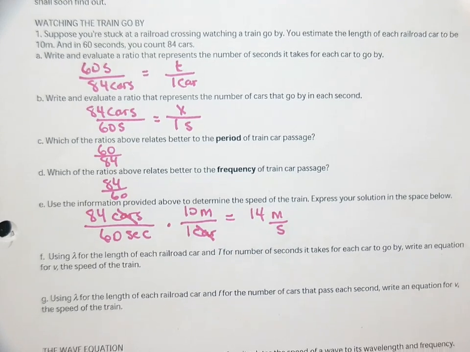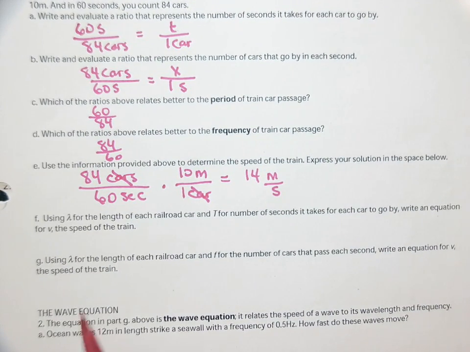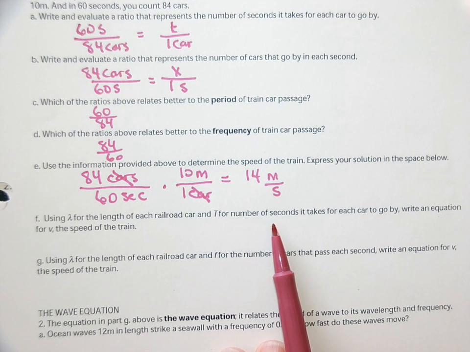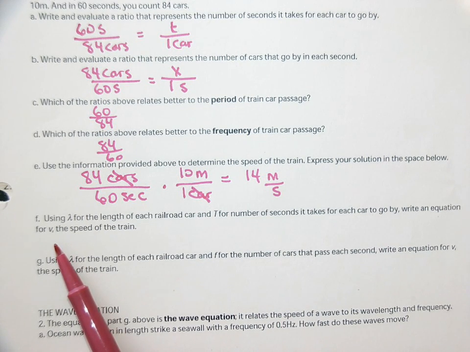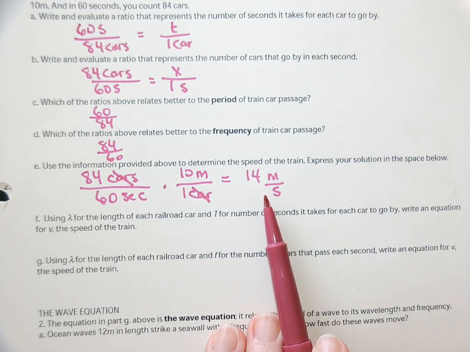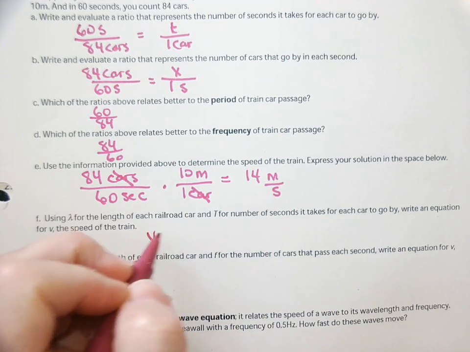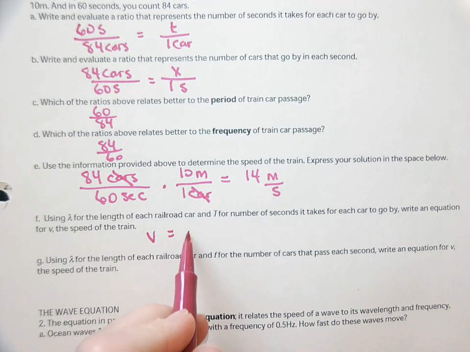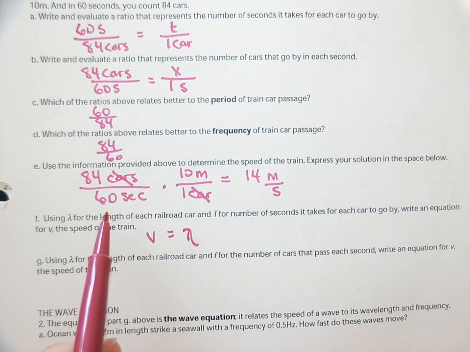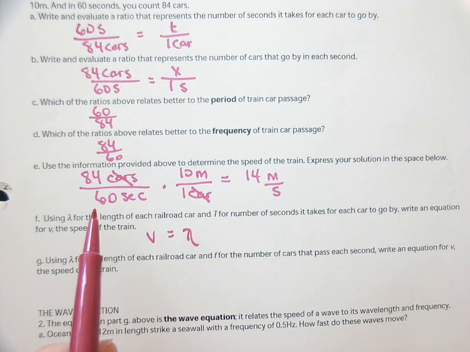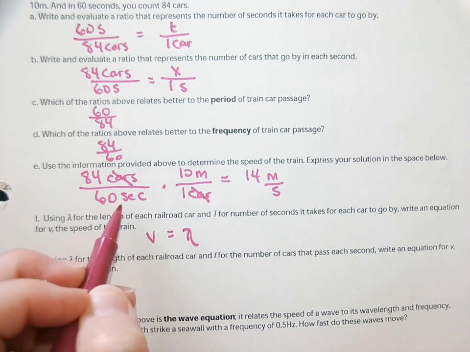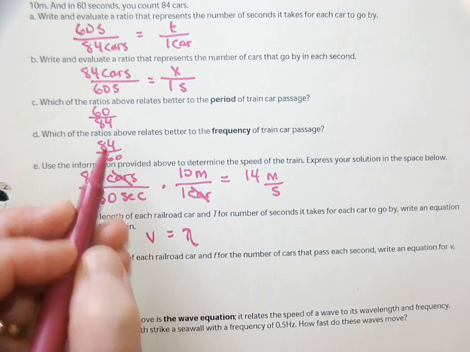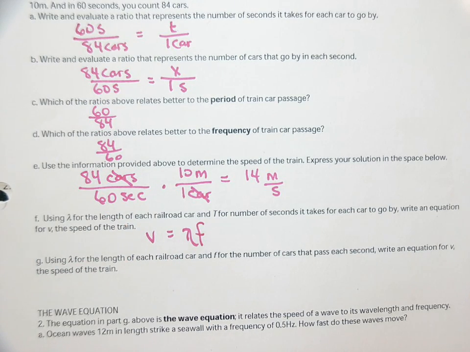Now let's start turning this into some physics and thinking about waves. If wavelength can be represented by the length of one rail car and t represents the number of seconds, write an equation for v, the speed of the train. Okay, so we used v was what we were figuring out. So the speed of the train is equal to the wavelength, which is the length of each car, times the number of seconds it takes for each car to go by. But that's not what this ratio is. We've got the reverse or the inverse of that. We've got 84 over 60, which was more like the frequency.